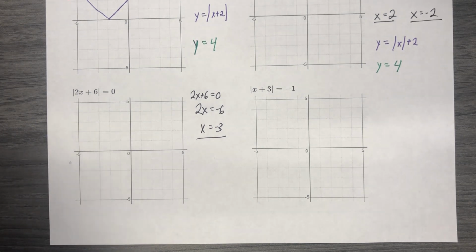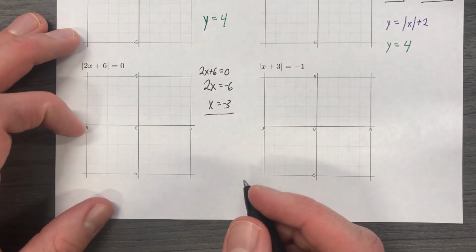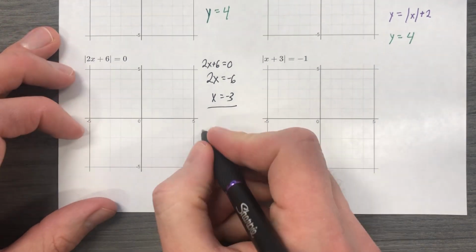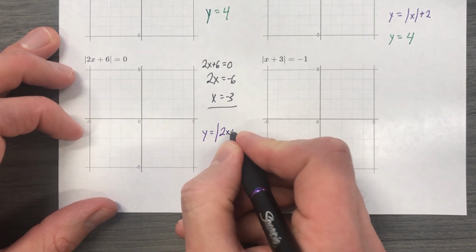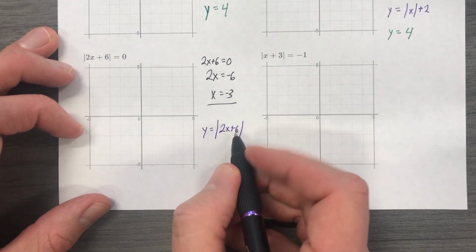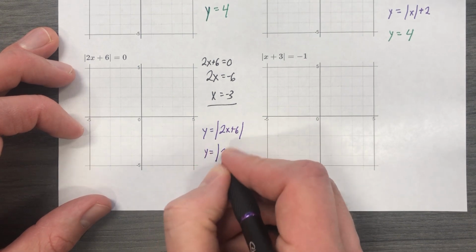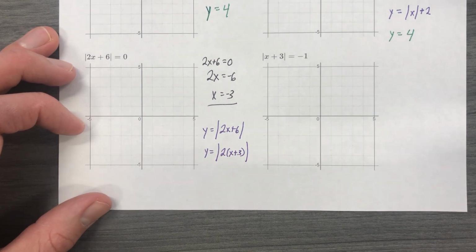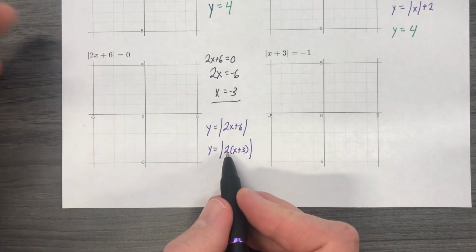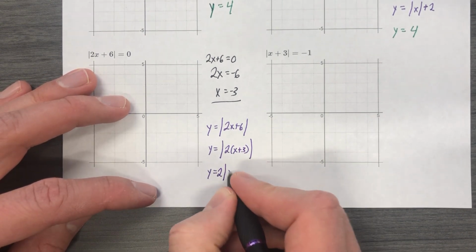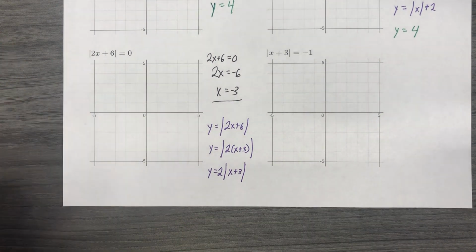So let's switch colors just for fun. We'll do it purple. Y equals absolute value of 2x plus 6. And we haven't technically graphed it much like this, but I can factor a 2 out of both of those, right? So what I really have is y equals absolute value of 2 and then x plus 3. That's totally valid. And one more thing, absolute value makes things positive. Well, this 2 is already positive, so we can just factor it out. So I have the absolute value of 2 and then x plus 3. All right, we know how to graph that.